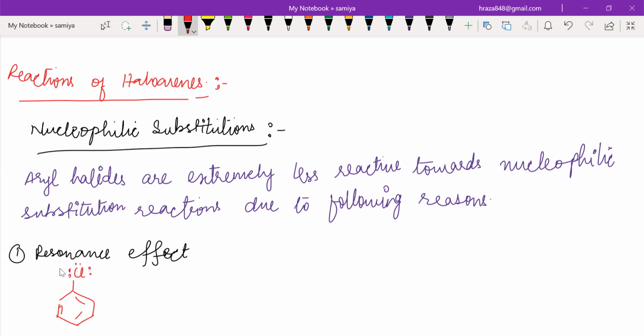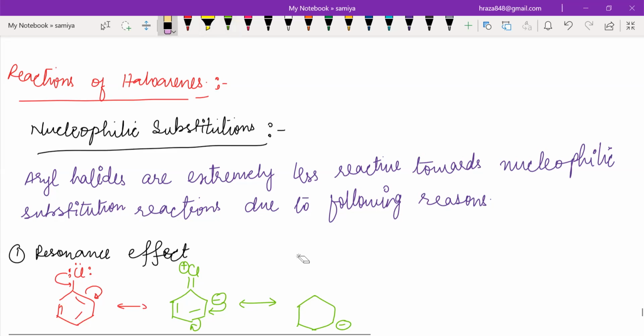Very good. So what you just did, you just moved this pi electron to here and this to here. So what you get, there will be a negative charge, a double bond, and there will be a double bond and a positive charge. Again, move this to here and this to here.